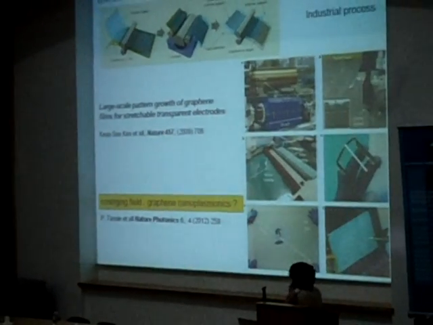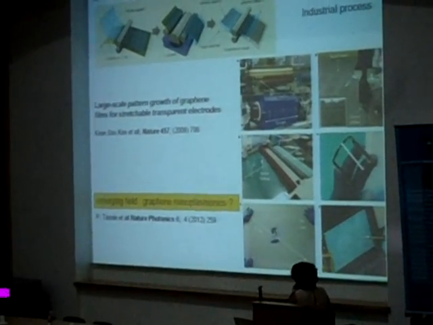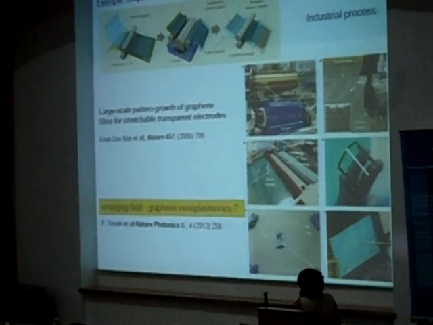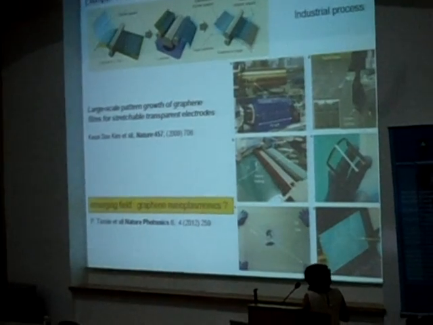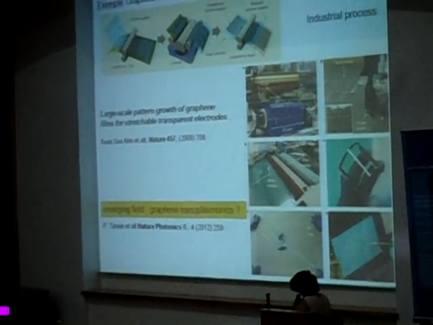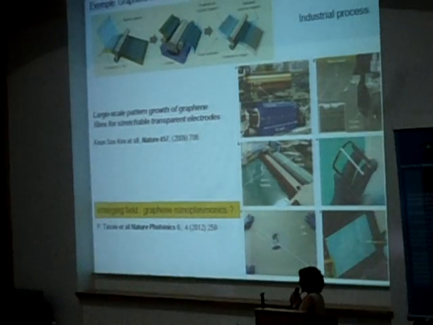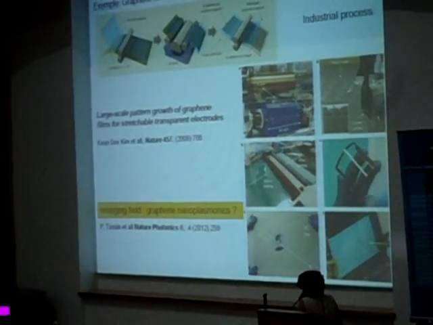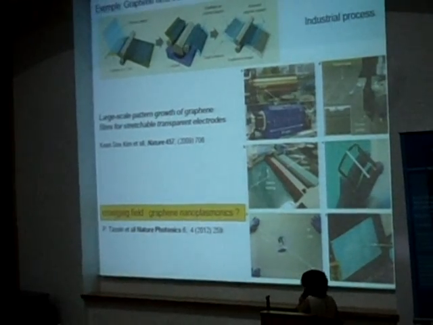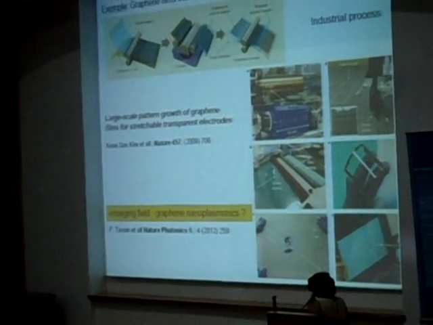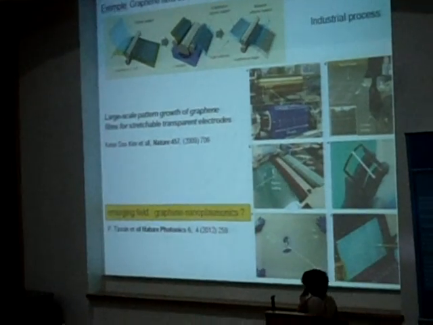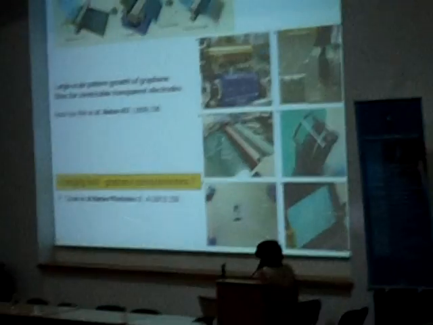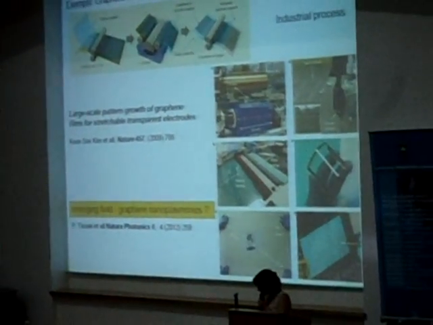Here is an example of how to transfer graphene films onto a plastic substrate. This is already realized industrially, and the costs are diminishing compared to a few years ago. The question we can imagine is whether graphene nanoplasmonics could be an emerging field, and we have a recent paper published in Nature Photonics this year.